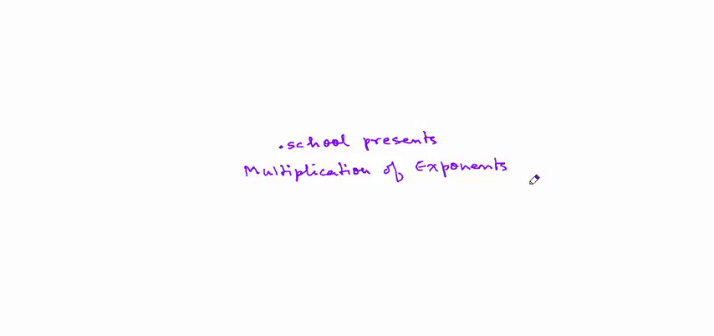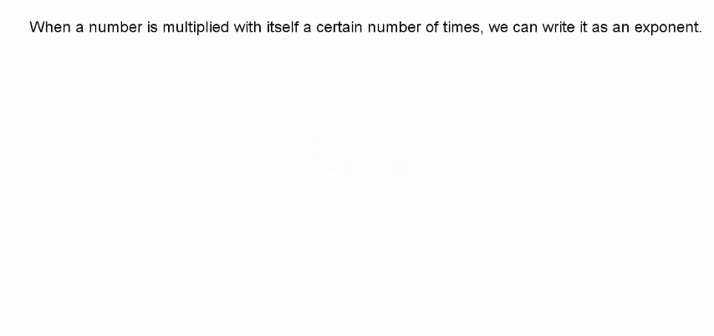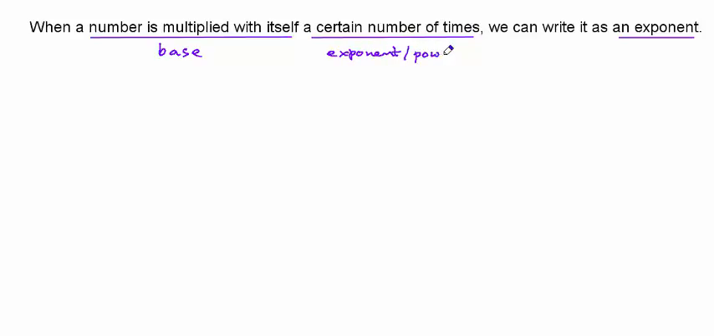That skill presents multiplication of exponents. Recall that when a number is multiplied with itself a certain number of times, we can write it as an exponent. The number that multiplies with itself is called the base, and the number of times it multiplies with itself is called the exponent, also called the power or the index.